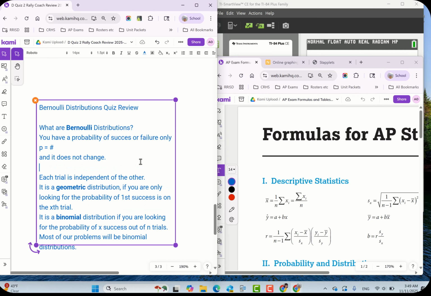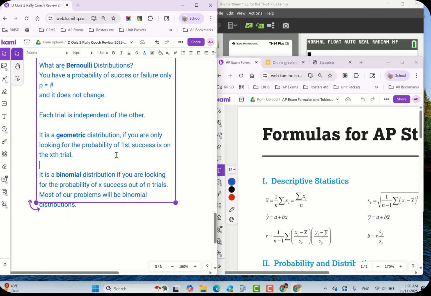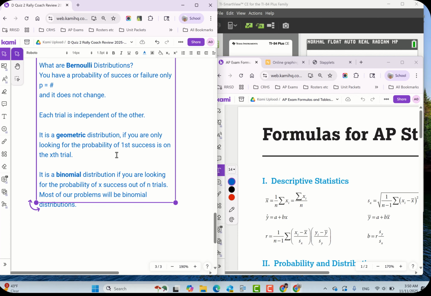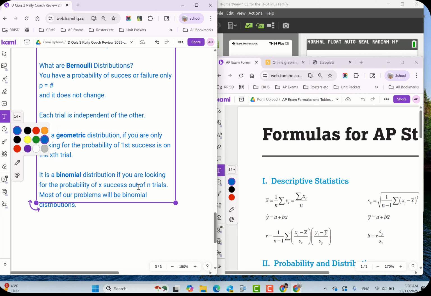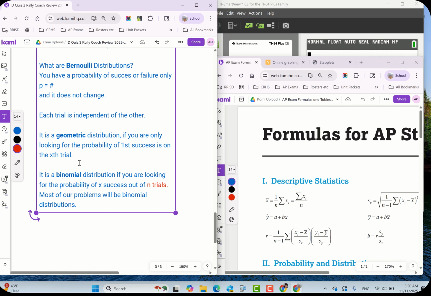If it's geometric, you're looking for the probability of first success. And if it is binomial, you're looking for the probability of X successes out of N trials. So this N right here is super important, all right? Because if you know that, then let me see if I can do it again. There we go. Lets me do red in there. So X successes out of N trials, that's important, okay? Whereas this is just the probability of first success.